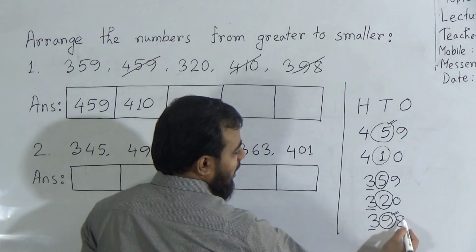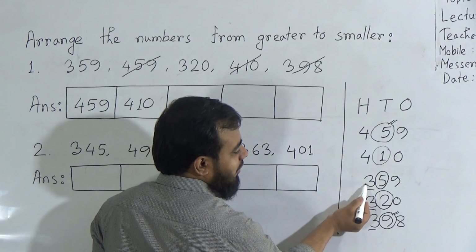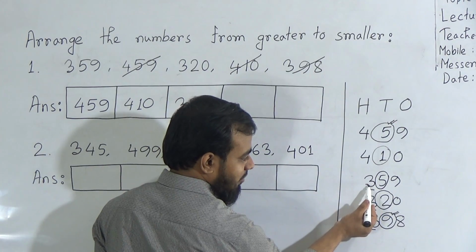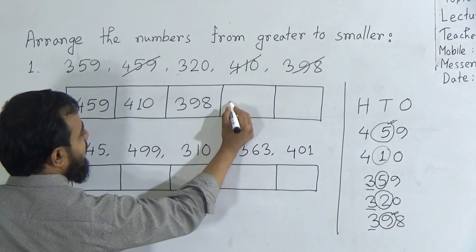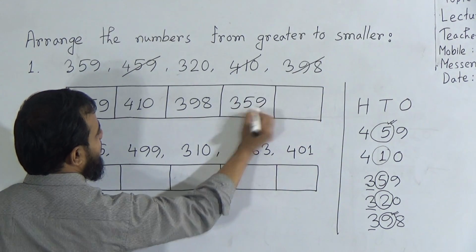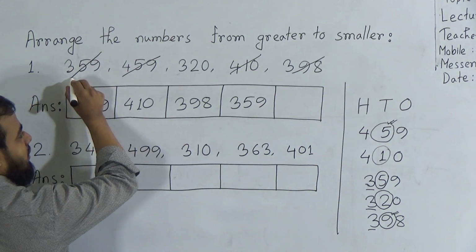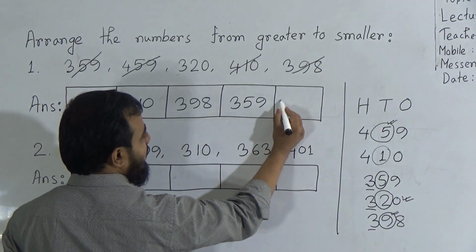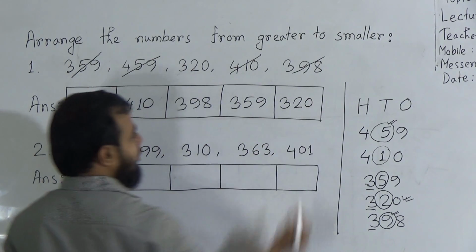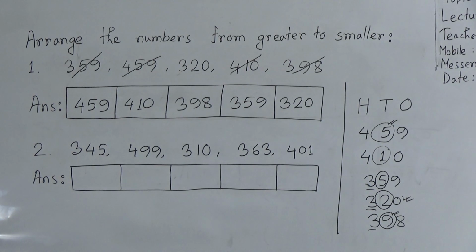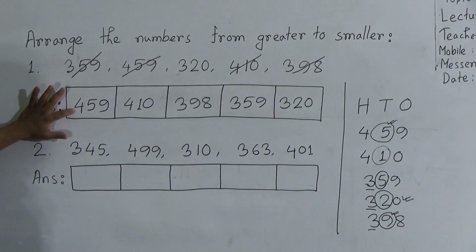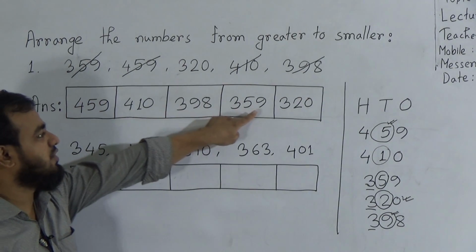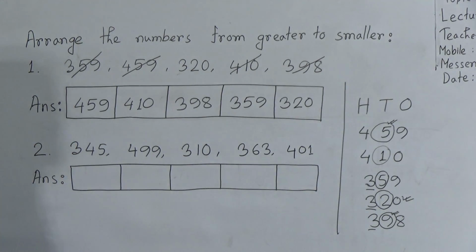Our next number will be what? 359 will be our next number because 5 is greater than 2. So write down 359 here, and cut this 359 from the question. And our last number, that means our smallest number here, will be 320. So when we arrange these 5 numbers from greater to smaller, we get 459 as our greatest number, then 410, 398, 359 and 320. It will be our answer.